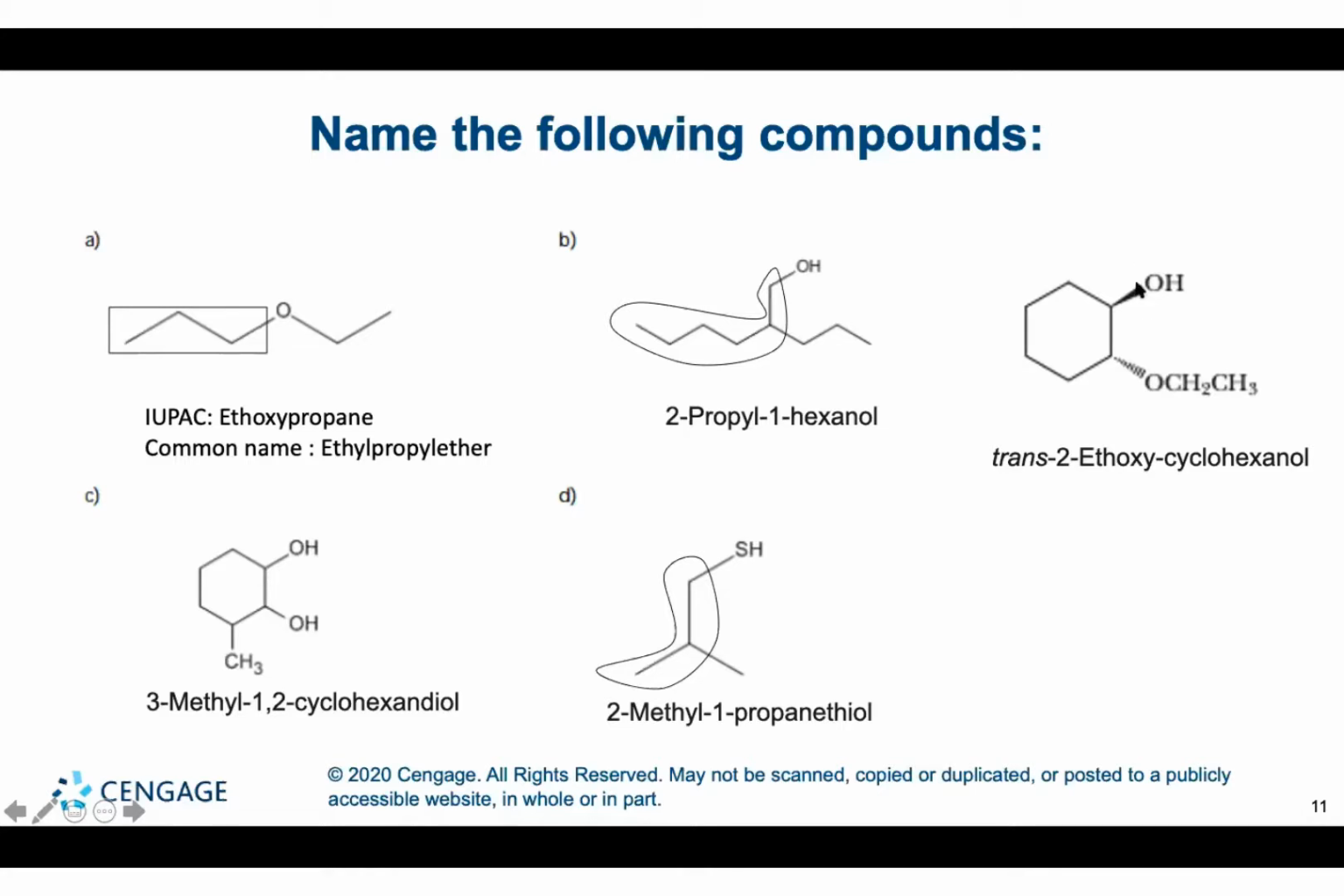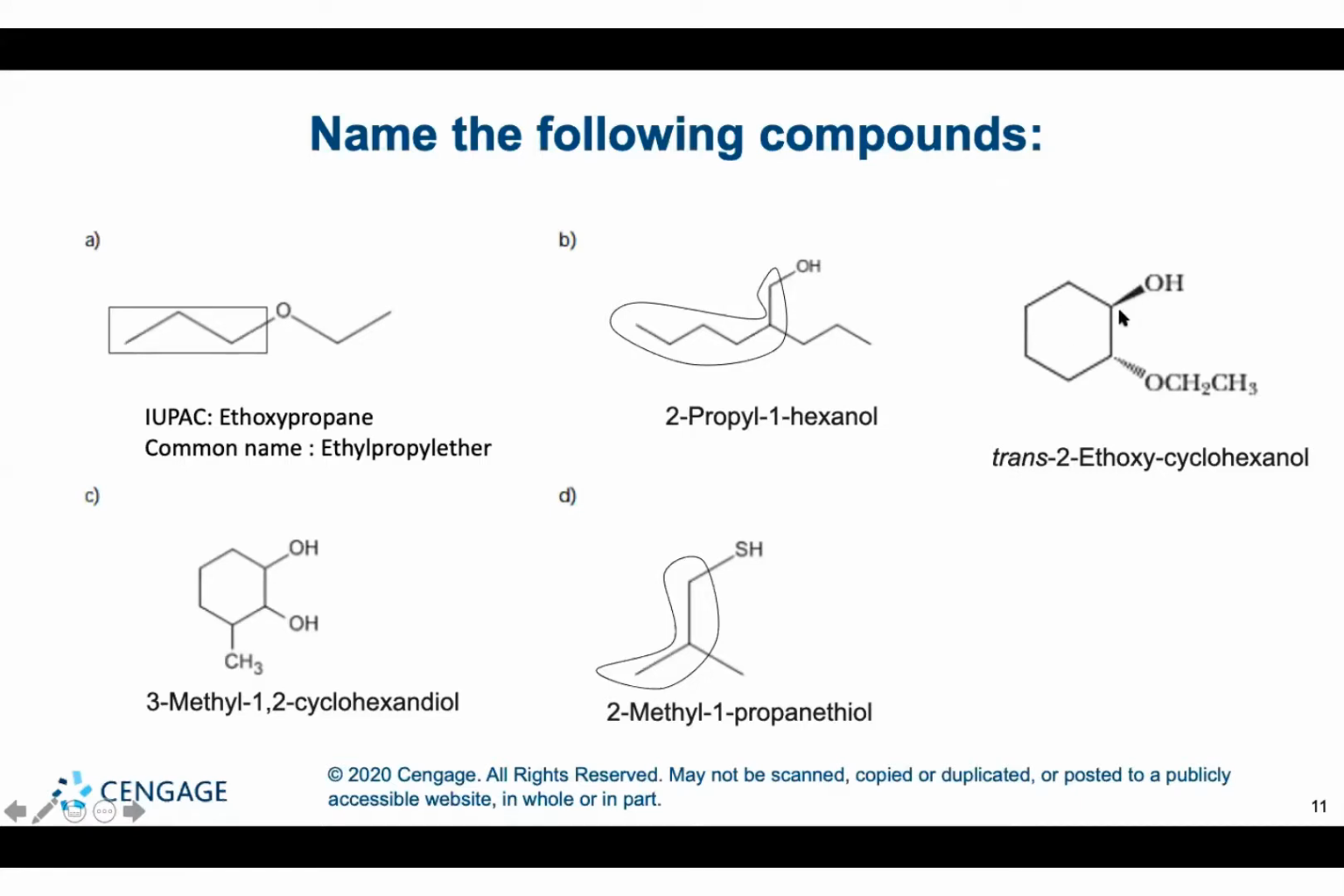Cyclohexanol, because the root name for it is alcohol. Alcohol is higher priority, so it's going to be my root name or parent name, cyclohexanol. We will talk about multifunctional groups more later.